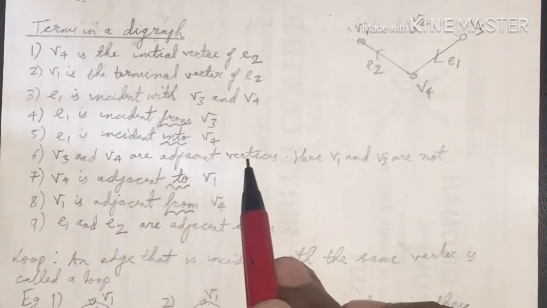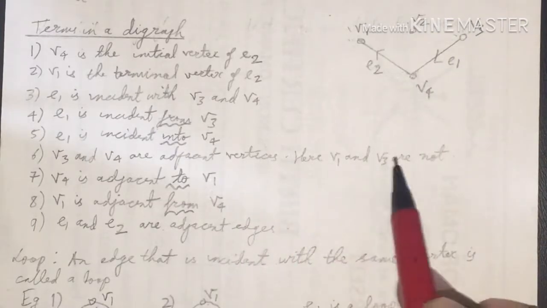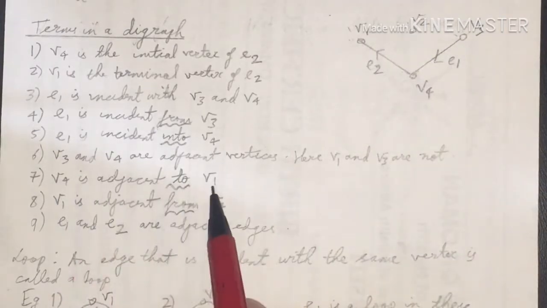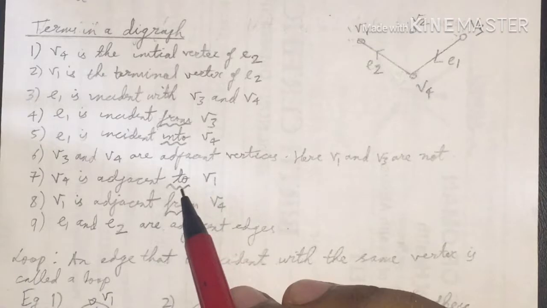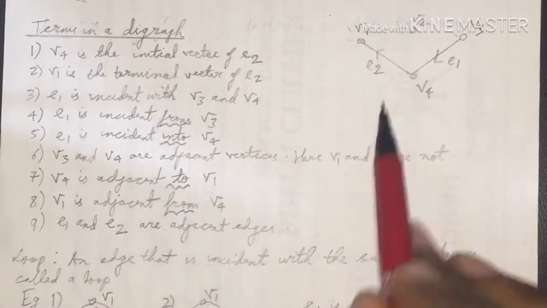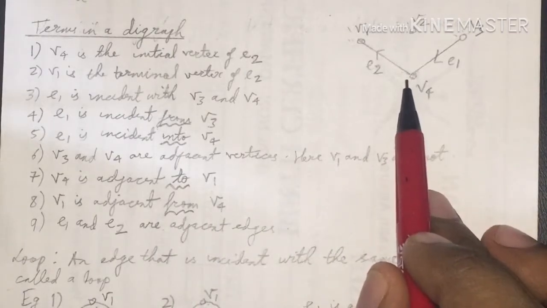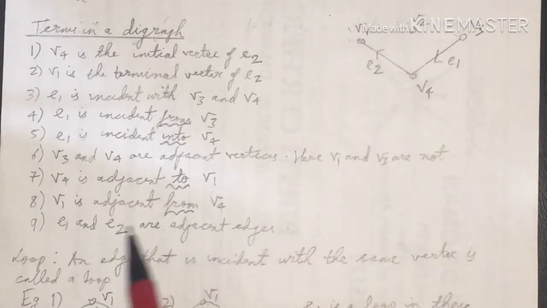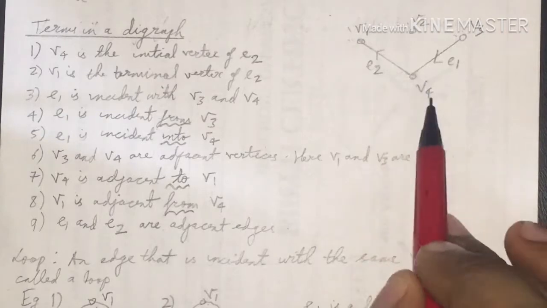V3 and V4 are adjacent vertices. This is because they are connected by an edge E1. Here V1 and V3 are not adjacent vertices, as there is no edge connecting the two. V4 is adjacent to V1, because it ends at V1, or into V1. V1 is adjacent from V4. This is because the edge E2 originates from V4, or basically it goes from V4 to V1. So to V1 from V4. E1 and E2 are adjacent edges. This is because the two edges have a common vertex V4.